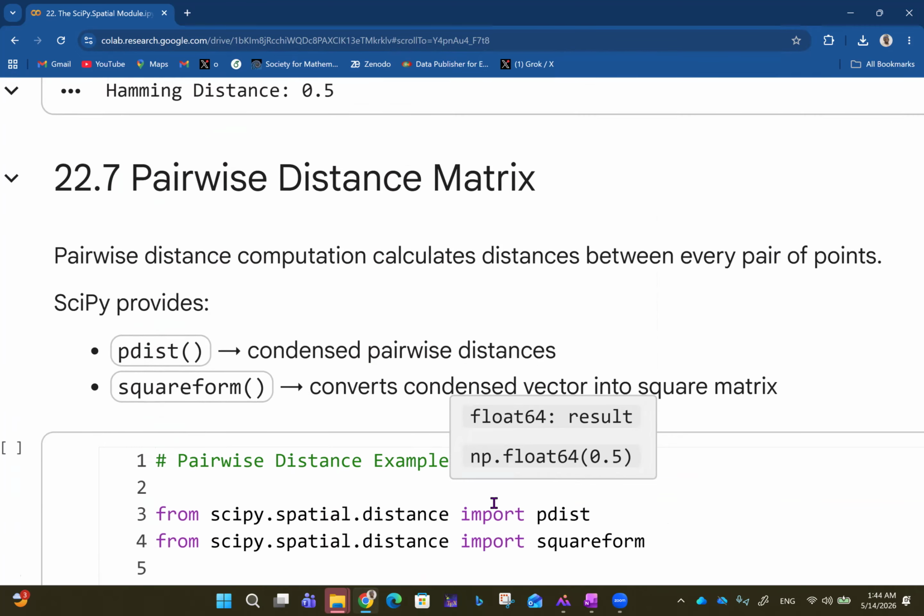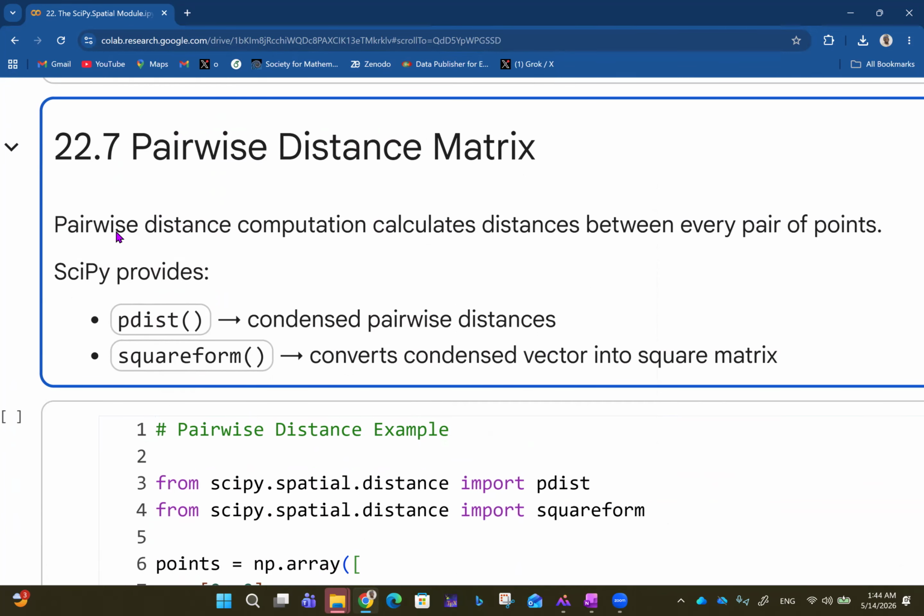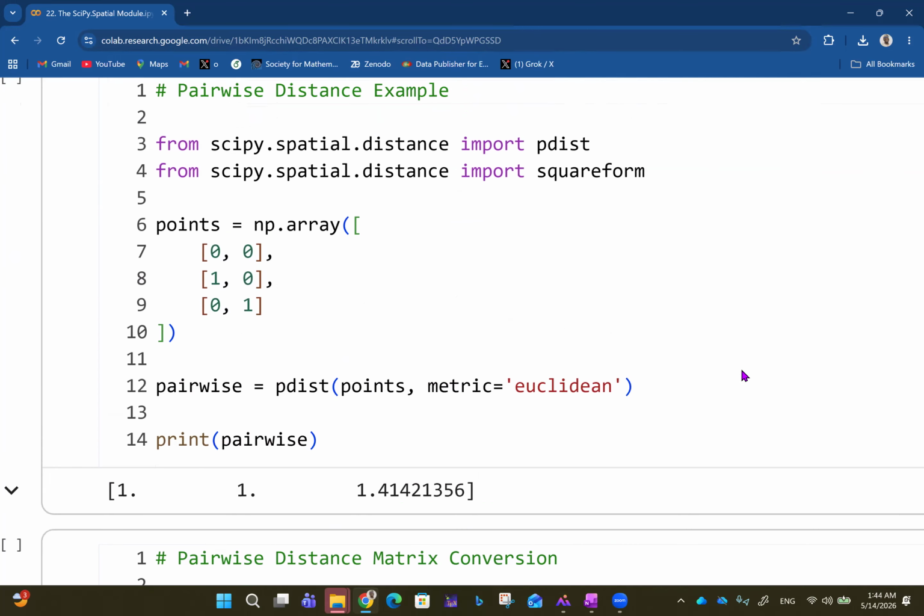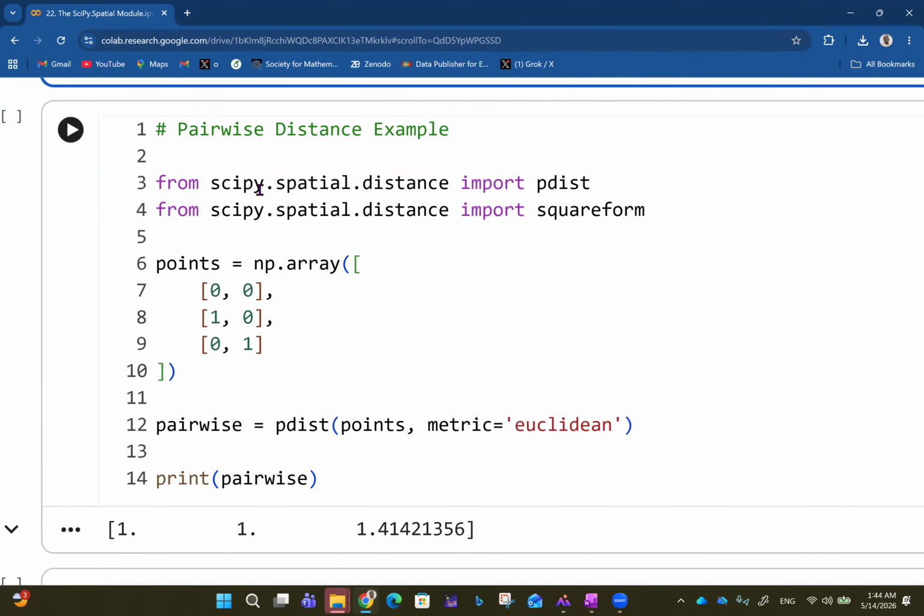Then we have the pairwise distance matrix. Pairwise distance computation calculates distance between every pair of points. So SciPy provides pdist, that's condensed pairwise distances, and squareform, which converts the condensed vector into a square matrix. So imagine this now, that from scipy.spatial.distance, you import pdist and then squareform. If you have these points 0, 0, 1, 0, 0, 1, the pairwise distance for the points, with the metric Euclidean, you get 1, 1, 1.14.